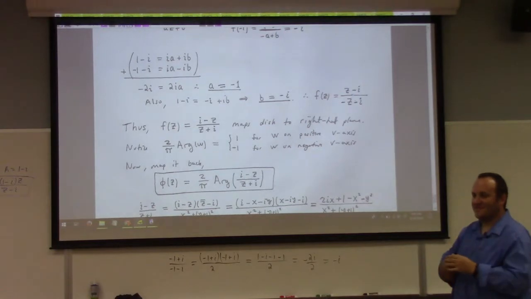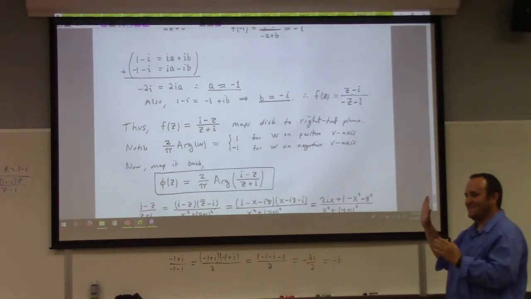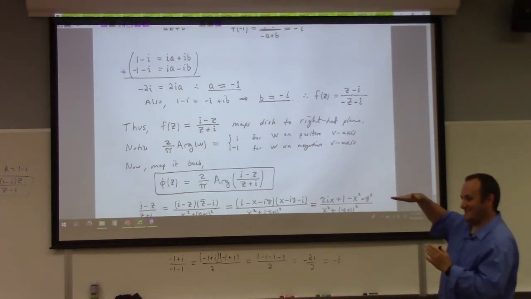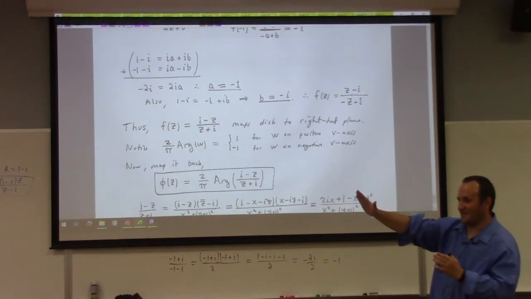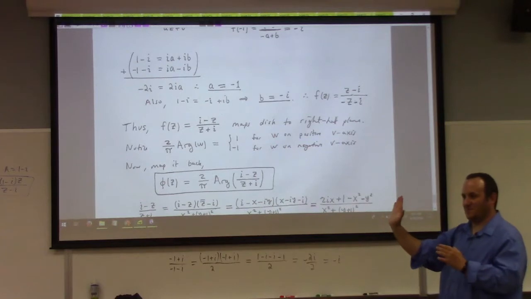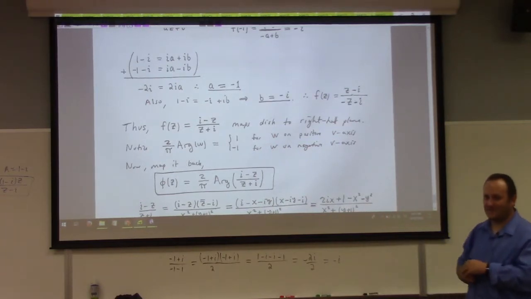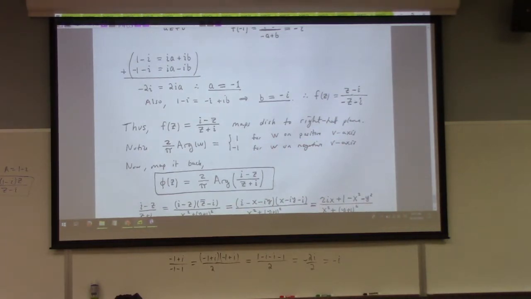So your solution is my solution. Your solution is my solution rotated this way, clockwise 90 degrees. Makes perfect sense. They're the same solution. Geometrically, we can see it.